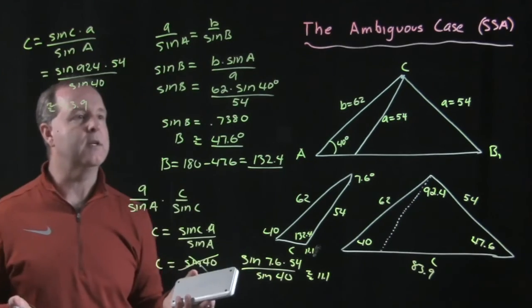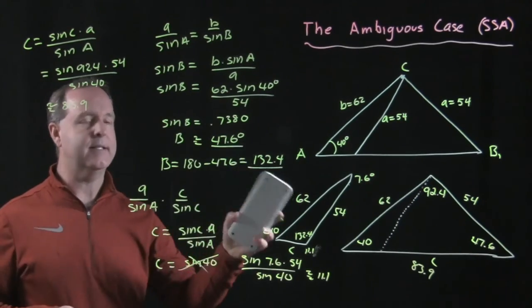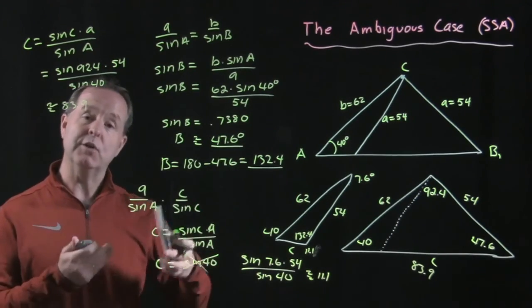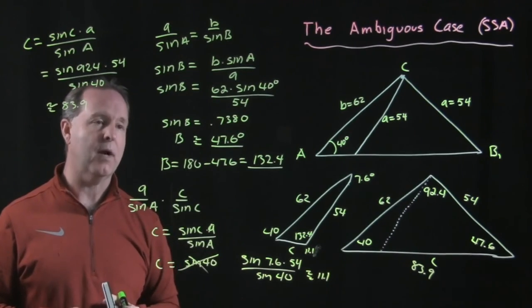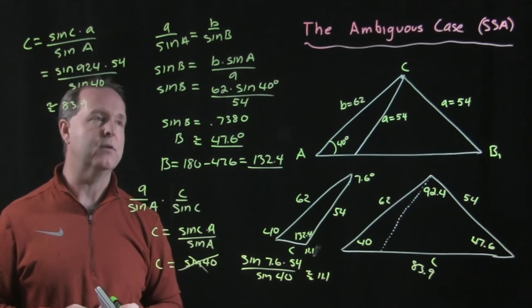So what we saw here is that the information given on this side-side-angle produced two triangles, and we solved both of those triangles based on that original information.